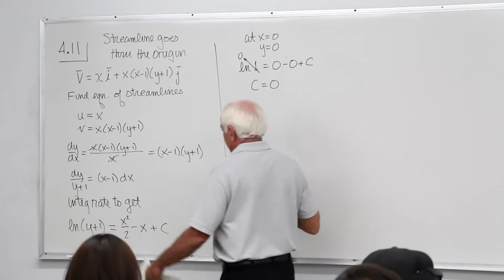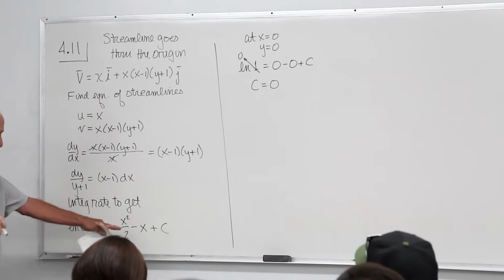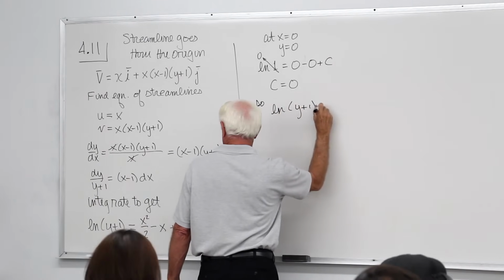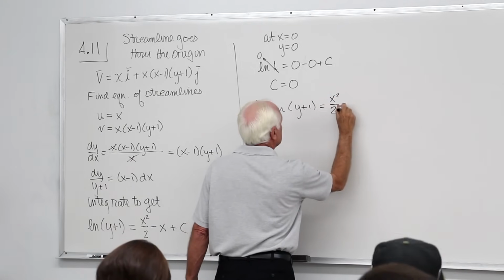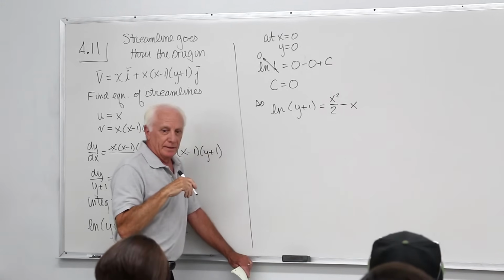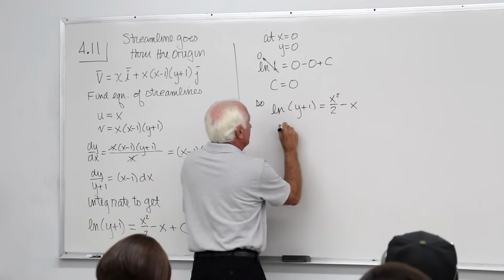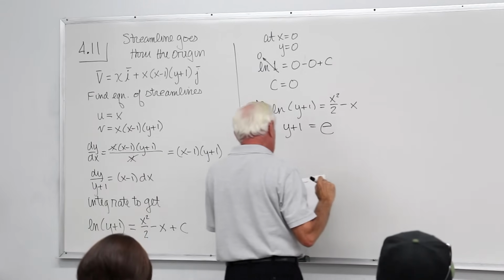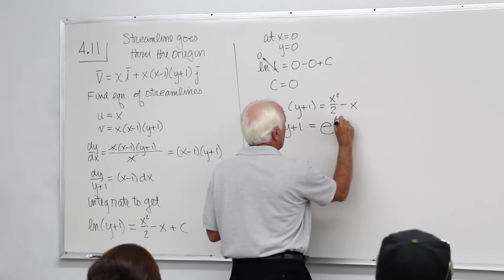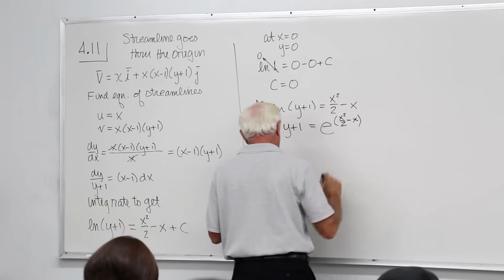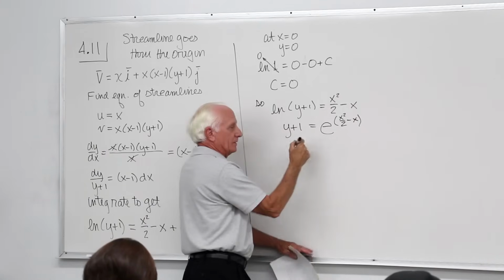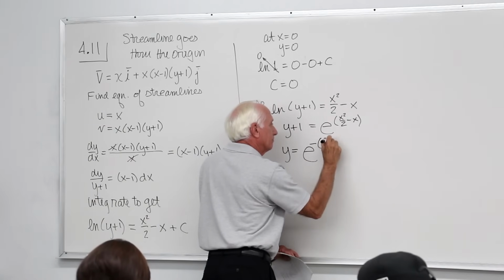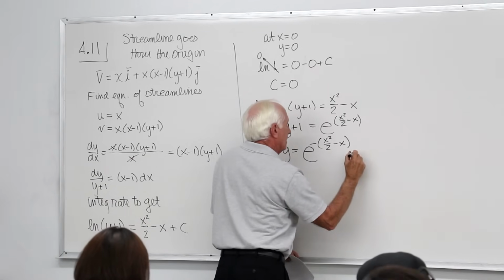Okay, back to here again. Here's our equation. Put c equals 0. Take the inverse of both sides, the inverse of natural log. We'll take the exponential of both sides. Y plus 1 equals e to the one half x squared minus x. And bring the 1 to the other side, and that becomes a minus 1.